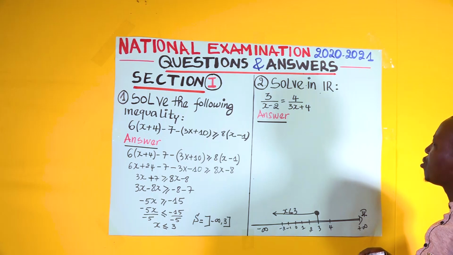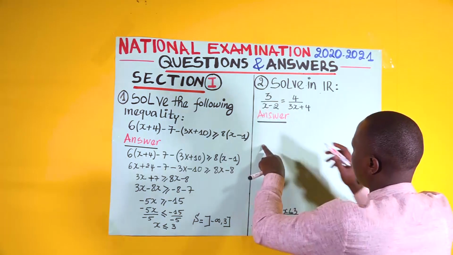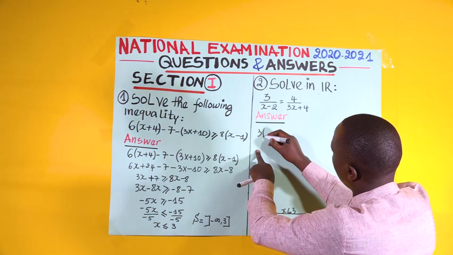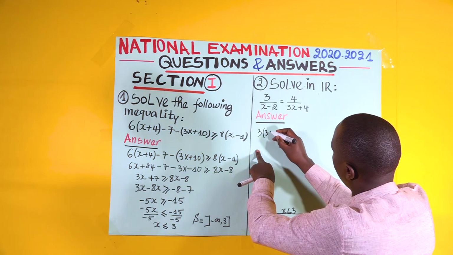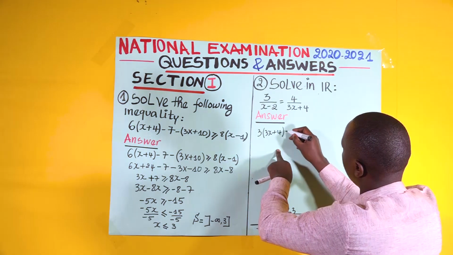The method here that we have to use is cross multiplication, right? Cross multiplication, we're going to take 3 that you are seeing here and multiply it by 3x plus 4. And this is how much, class?